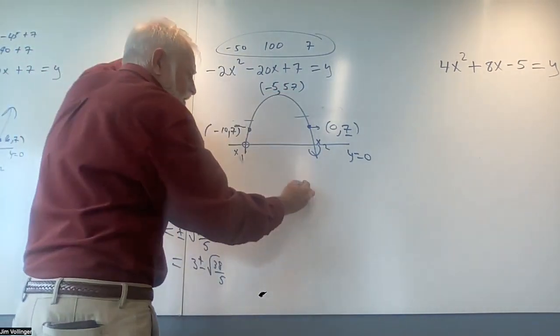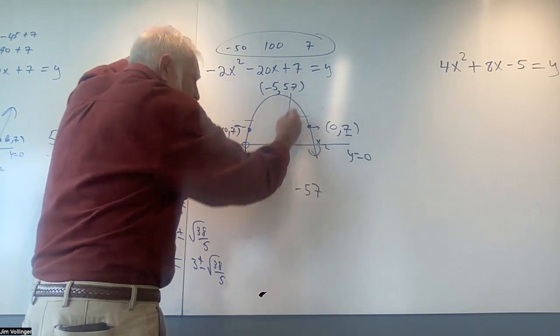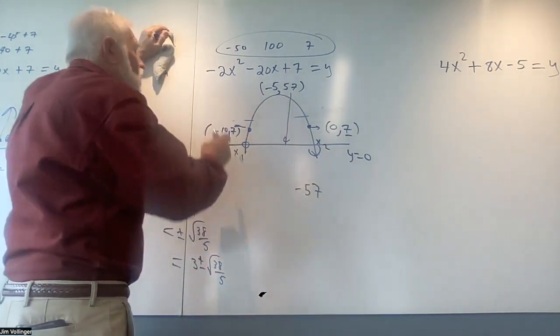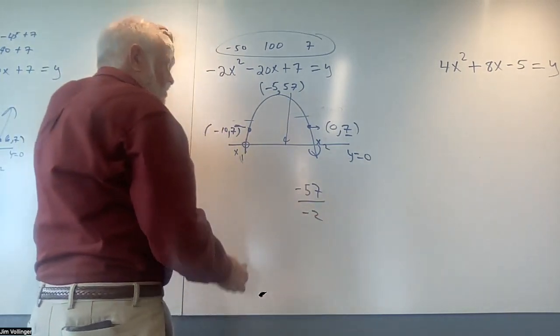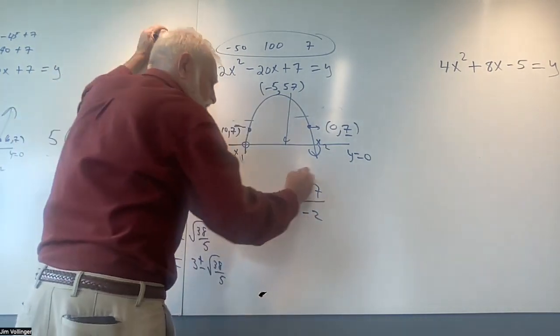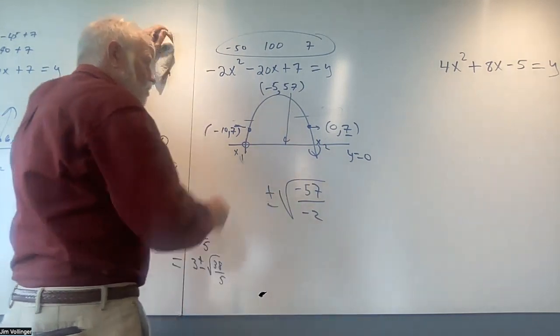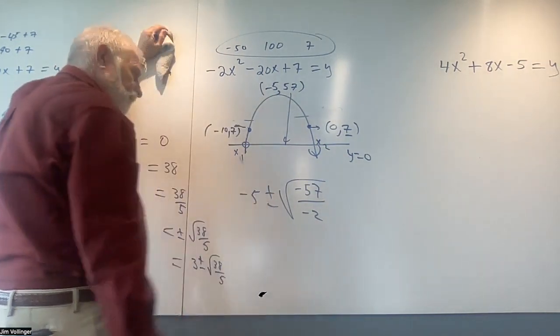I got to go down 57. I got to go down 57 units to get to 0. I'm multiplying by negative 2, so I got to divide by negative 2. I'm squaring that change, so the inverse of that is plus minus square rooting. And I'm measuring from negative 5.